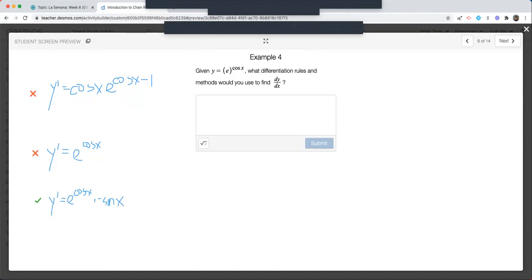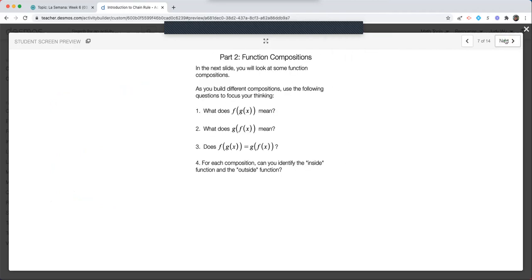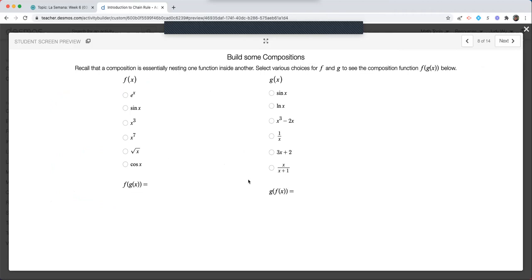I'm going to clear these pictures. Okay, this is what you had, right? The building the function composition. Okay, I don't know what happened, but sometimes we just gotta laugh it off.